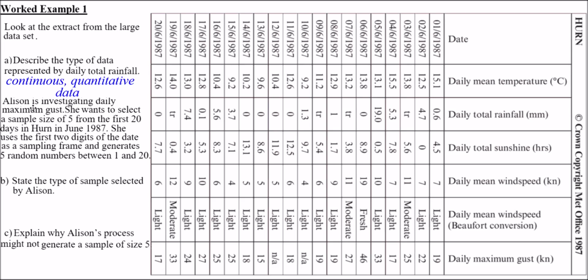Next it says about Alison, who's investigating daily maximum gust. She wants to select a sample of size 5 from the first 20 days in Hurn in June 1987. These are the first 20 days from the 1st here to the 20th down here, which would have been at the bottom if the table were the right way up. Apologies. So she uses the first 2 digits of the date as a sampling frame and then generates 5 random numbers between 1 and 20.